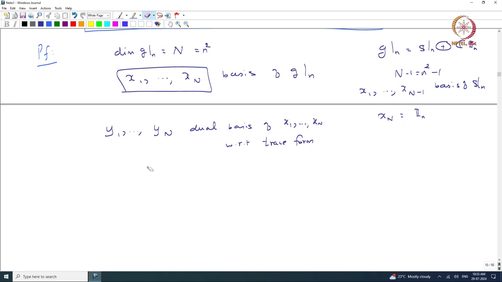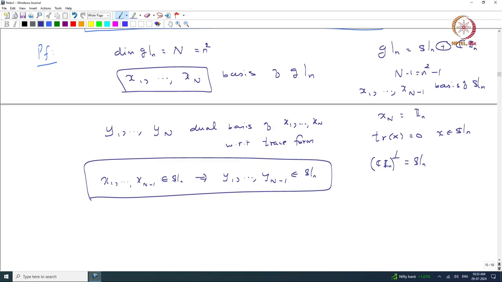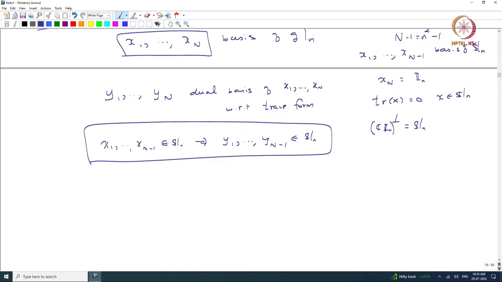Now it is not hard to see that the trace of any x in SLN is 0. So basically, if I take this identity matrix and look at its orthogonal complement with respect to the trace form, that is going to be SLN. Since x1 etcetera x n minus 1 come from SLN, that will imply that y1 etcetera y n minus 1 come from SLN again. Because SLN and this one-dimensional center are orthogonal to each other, now if we calculate, you can easily see what y n should be.